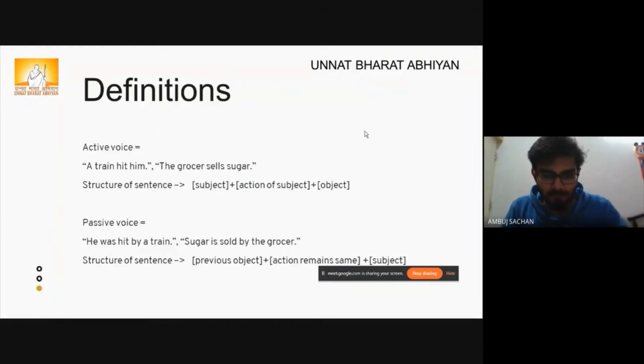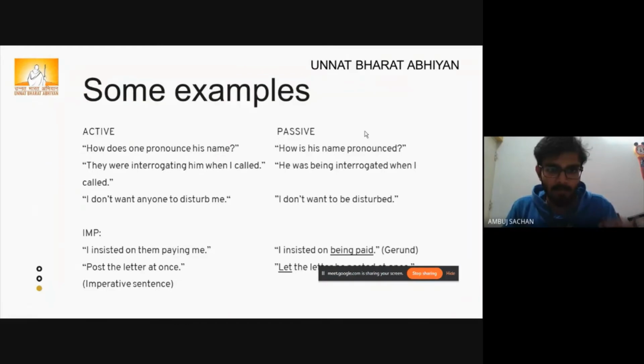This is what it looks like when it actually happens. The previous object comes to the subject's place, right in front of the sentence. The action remains the same because the meaning has to remain the same. That is followed by, of course, the subject. Now, take a look at a few examples.